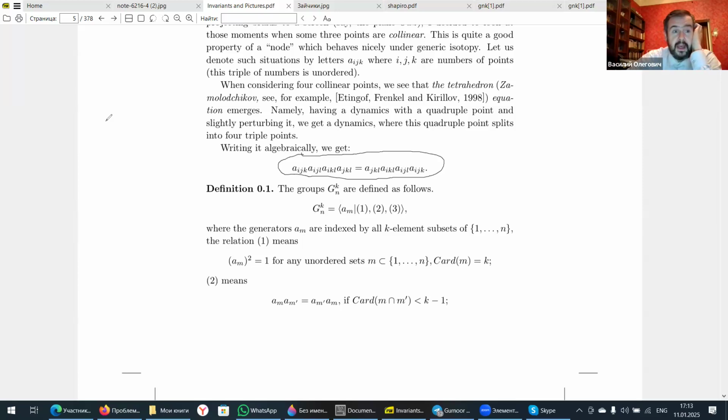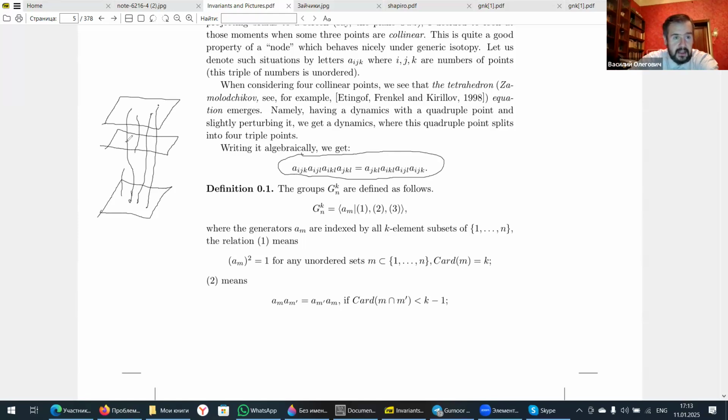Then we can do the following. If we have a braid, we can represent it as moving points on the plane. So we may have some moving points and take some horizontal plane. And as points move, we draw how they move and get n strands, n non-intersecting curves. And for each level, we have some points on the plane. So now we are interested in the following property. 3 points on a plane are collinear.